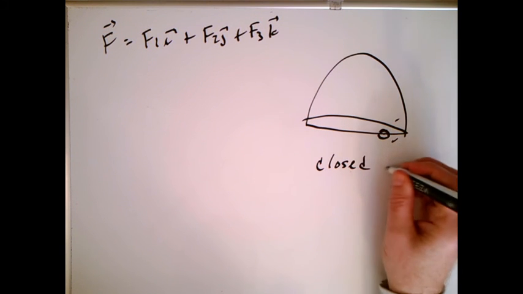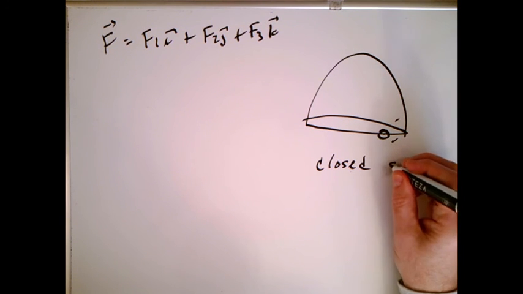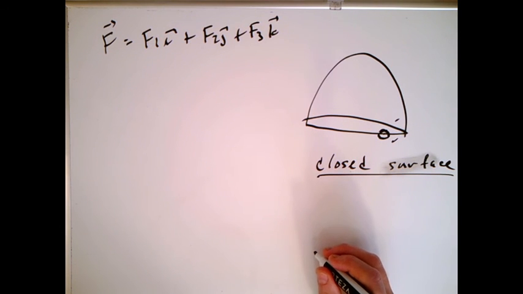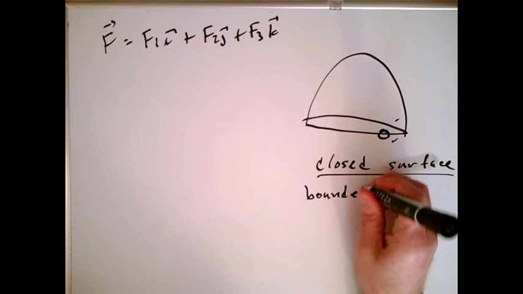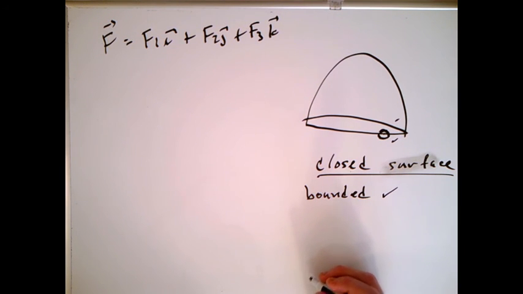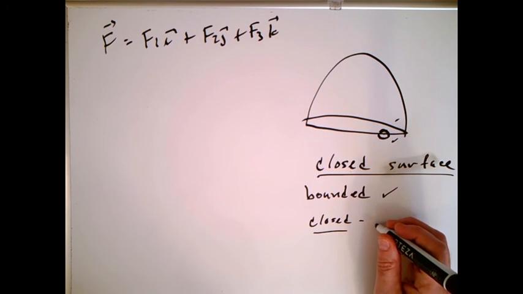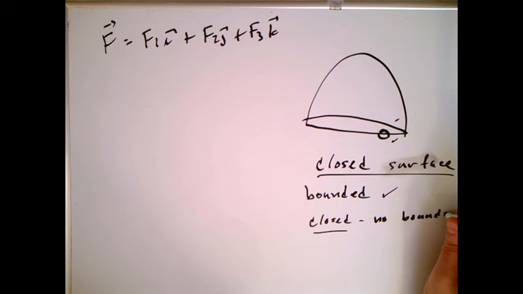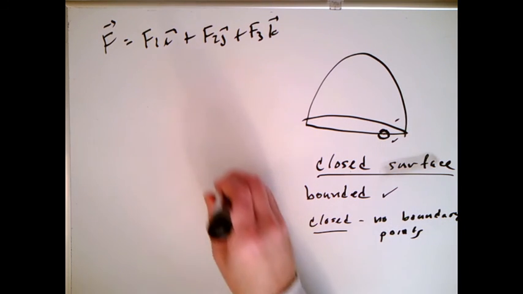What we want are what's called closed surfaces. Now, closed curves were easier to define. We want closed surfaces. And what we mean by a closed surface, it has to be bounded. In other words, we have to be able to draw a box around it, or a giant ball. It also needs to be closed. And for us, what that's going to mean is there are no boundary points for the surface.